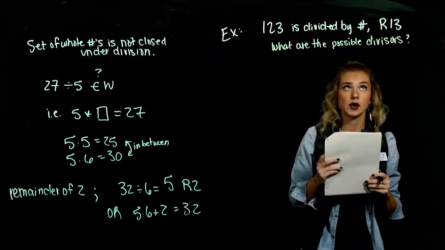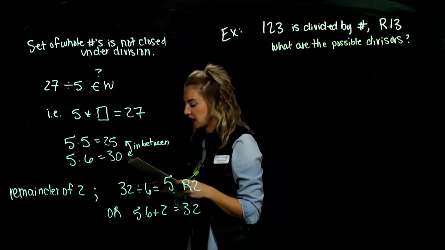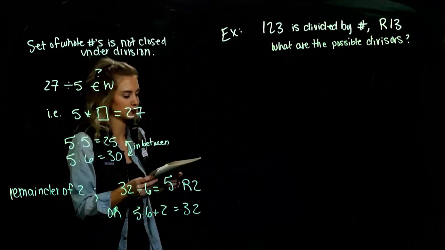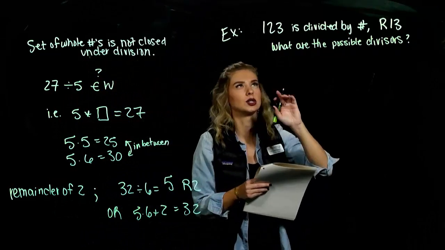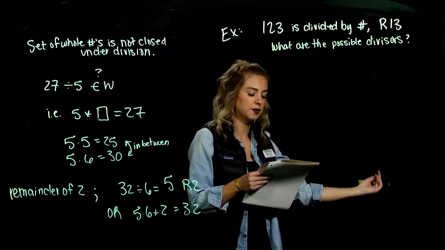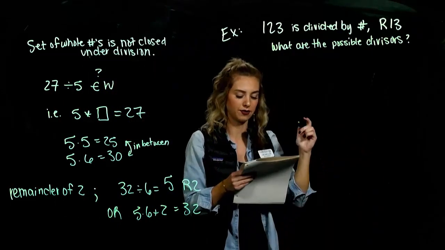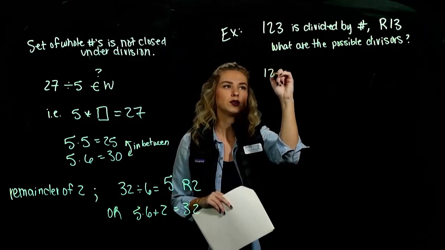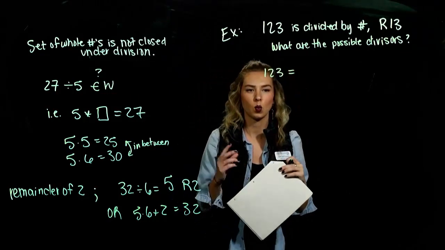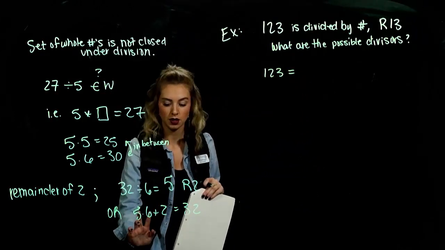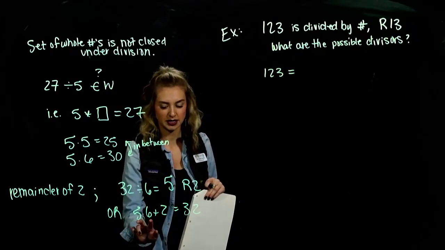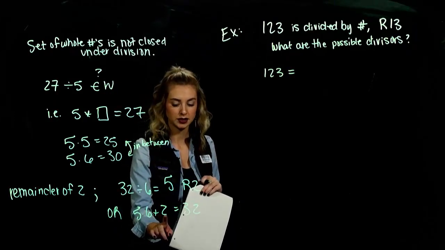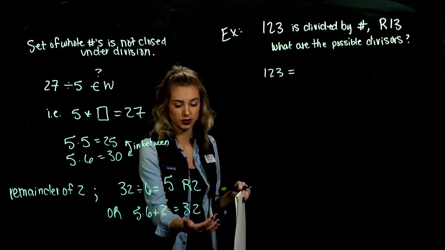Basically, what are our options? What could we actually divide by to produce this? So what does this actually look like? 123, if we divide by some number and we have a remainder of 13. So 123 is going to look like what in terms of multiplication? Two numbers being multiplied together, like we had here, plus our remainder has to produce this result.